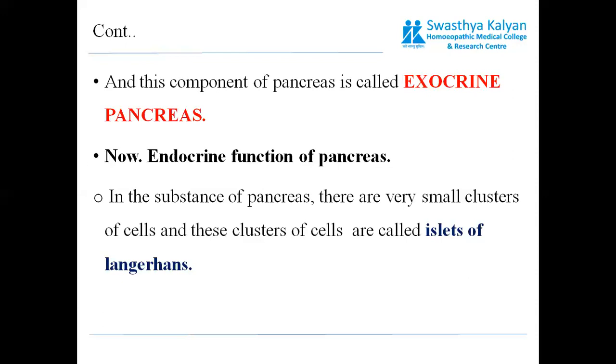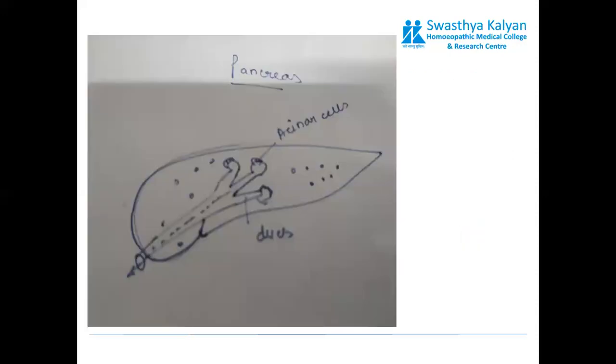Now endocrine function of the pancreas is done by a small cluster of cells which are present in the pancreas. In the substance of the pancreas there are very small clusters of microscopic cells, जिनको हम बोलते हैं islets of Langerhans. Now in the image you will see they are the islets of Langerhans. These small dots, they are the islets of the Langerhans.